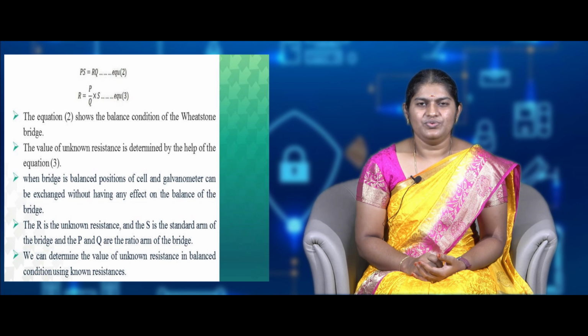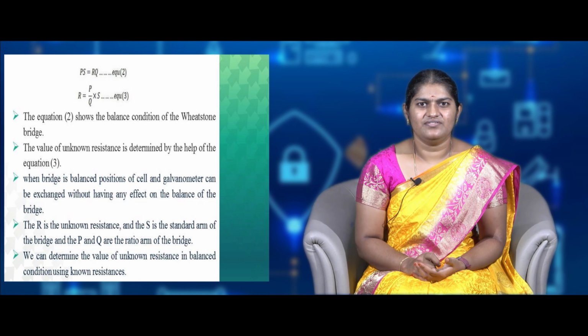Equation 2 shows the balance condition of the Wheatstone bridge. The value of unknown resistance can be determined with the help of equation 3. Let R be the unknown resistance, S be the standard arm of a bridge, and P and Q be the ratio arms of a bridge. The value of unknown resistance can be determined by using known resistances in a Wheatstone bridge.